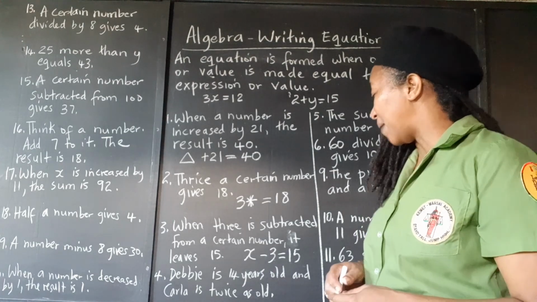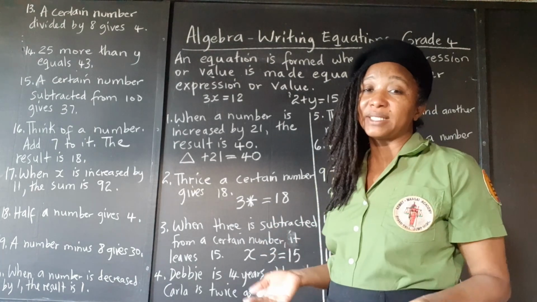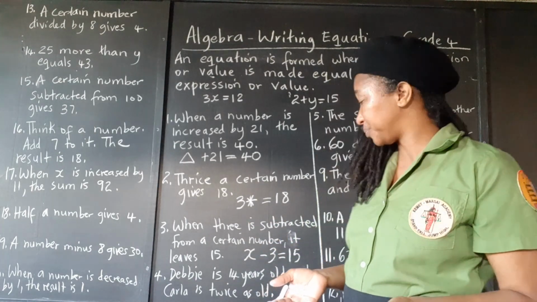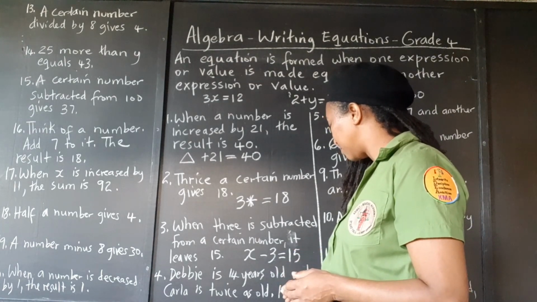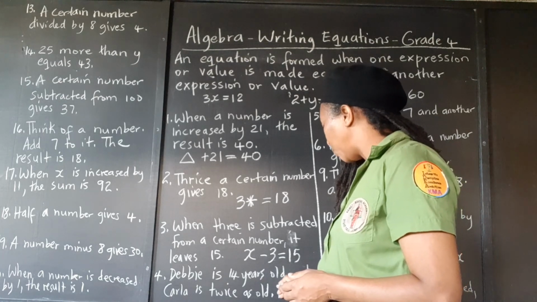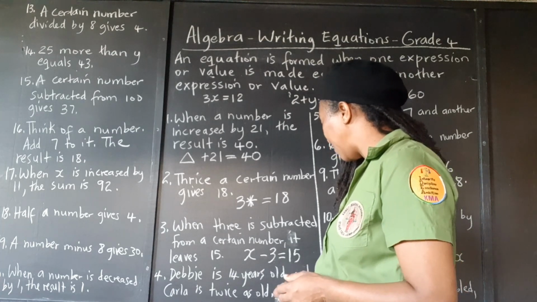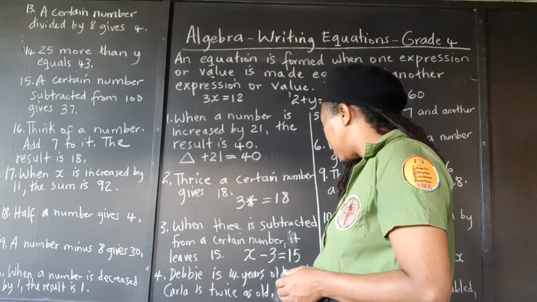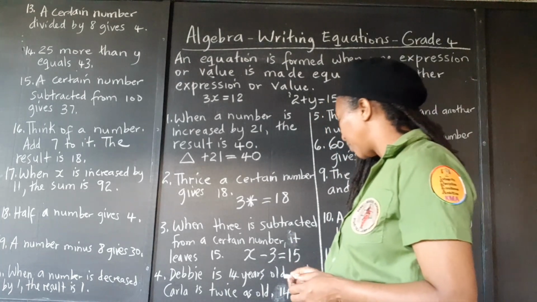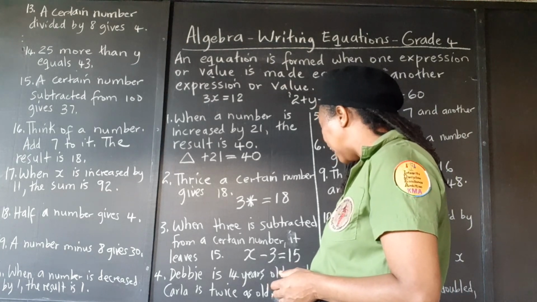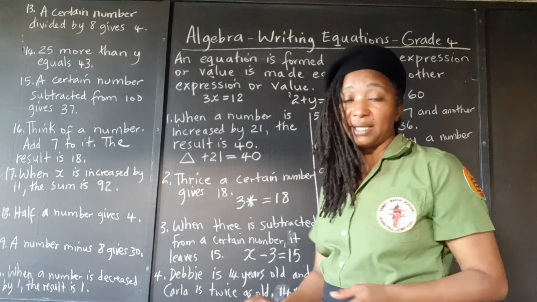Number 4. Debbie is 14 years old and Carla is twice as old. So if we wanted to express Carla's age, Debbie is 14 years old, so we could use D for Debbie. Debbie is 14, and Carla is twice as old. So Carla's age would be 14 times 2. That would give us Carla's age.